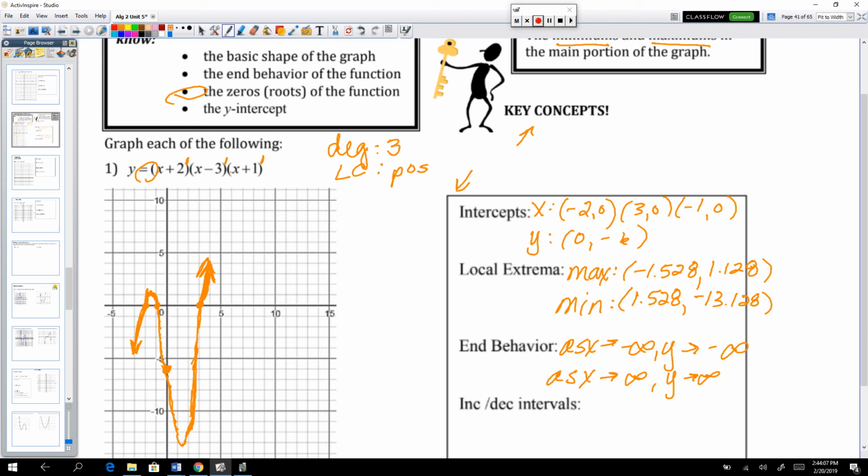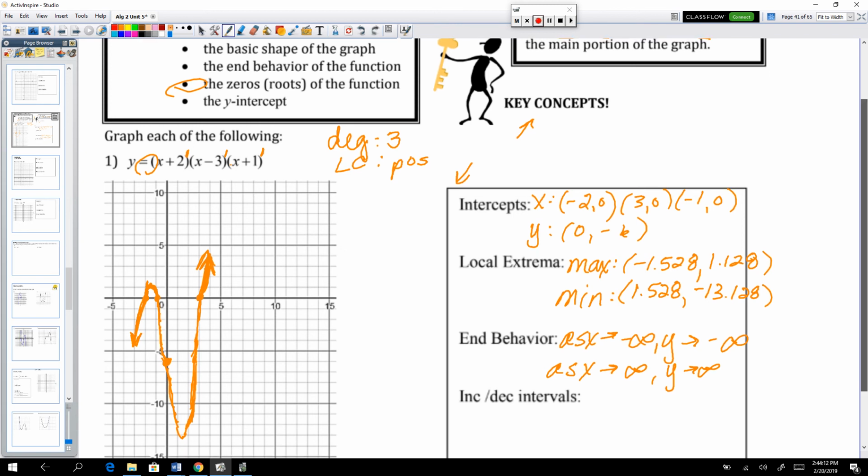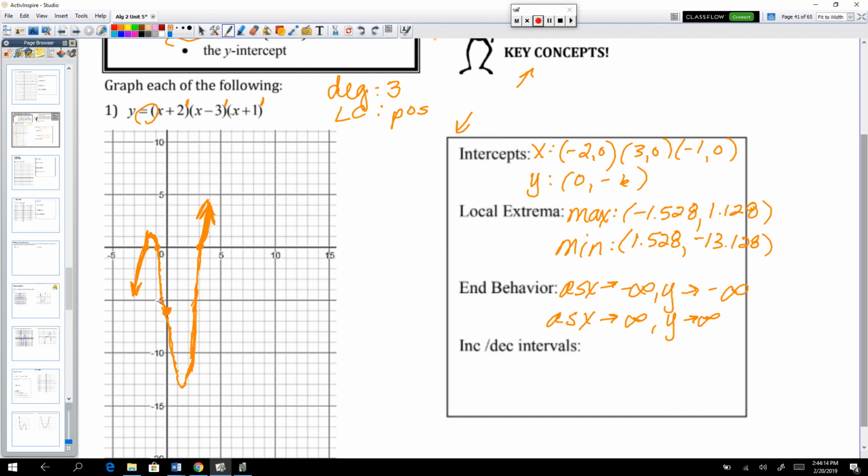So that's what our graph looks like. We used our calculator to help with that. If you are at home without a calculator, you can definitely put this into the Desmos calculator. And if you hover over those maxes and mins, you can get those coordinates. So please pause the video and do that if you need to on desmos.com/calculator.